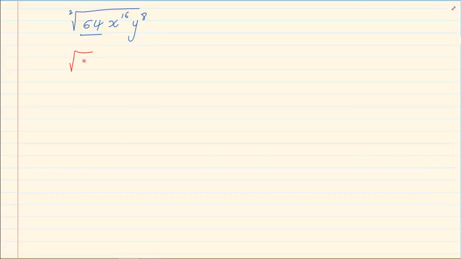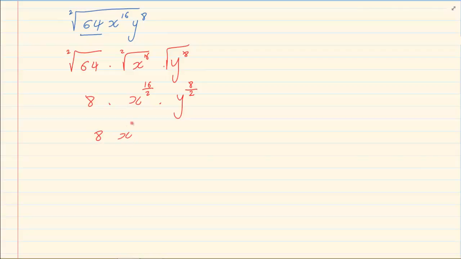So we have the square root of 64, x to the power 16, y to the power 8. Now 64 is easy, you should know this, it's 8. X to the power 16, the rule is inside over outside. Y, the rule is inside over outside. So we have 8 over 2, giving us a final answer of 8, x to the power of 8, y to the power of 4.